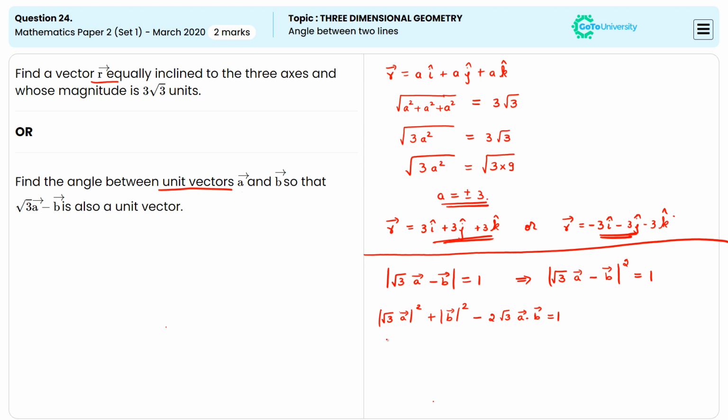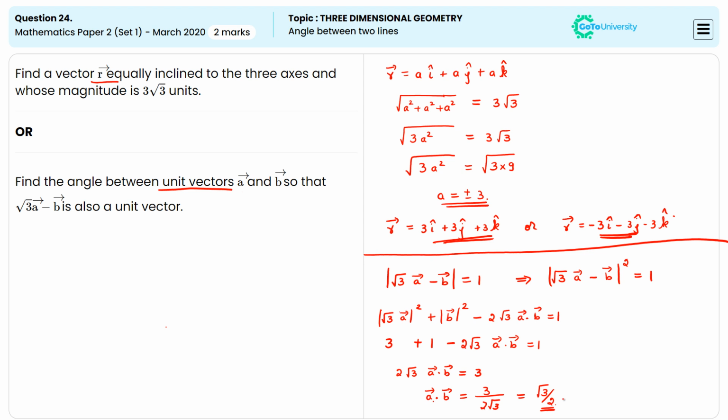Now root 3 square is going to be 3 and magnitude of a is going to be 1, so it will remain 3 as it is, plus magnitude of b is going to be 1 minus 2 times root 3 times vector a dot b is equals to 1. Let me take 2 root 3 a dot b on the other side. I'll get 2 root 3 times a dot b, and this is equals to 3. So on simplifying this, I'll get vector a dot b is equals to 3 divided by 2 root 3. Now 3 and root 3, if I'm going to cancel, I'll get this out as root 3 by 2.